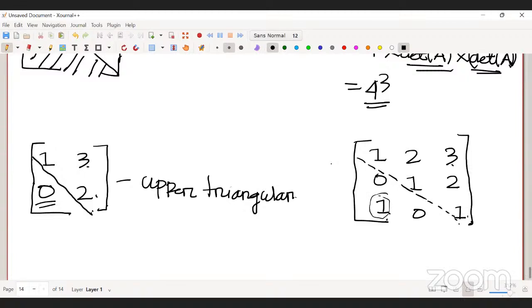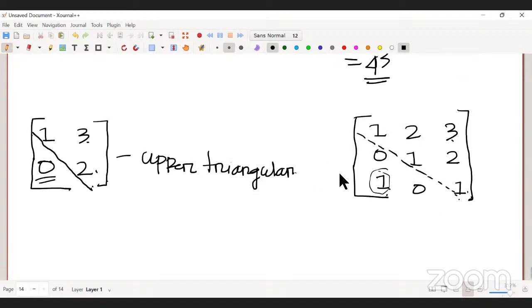So the only thing you need to check is whether all the entries below the diagonal are 0; then you say the matrix is an upper triangular matrix. And the determinant of an upper triangular matrix is the product of the diagonal entries. For example, for this matrix it is 1 times 1 times 1, which is 1. Similarly, the determinant of this matrix is the product of all the entries of the diagonal.